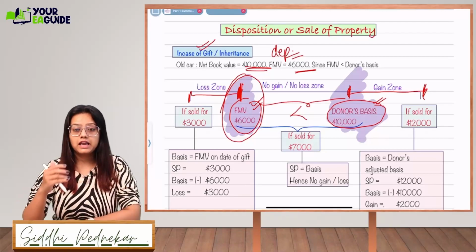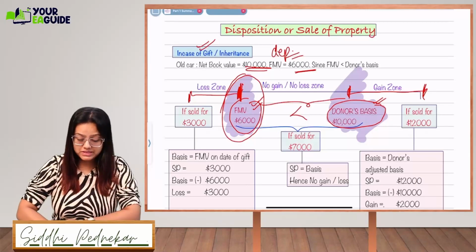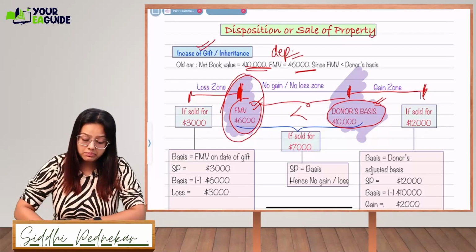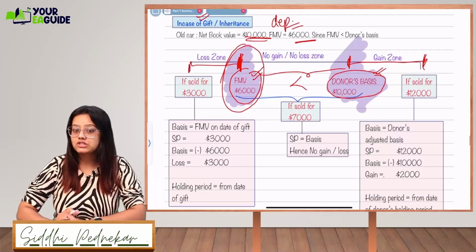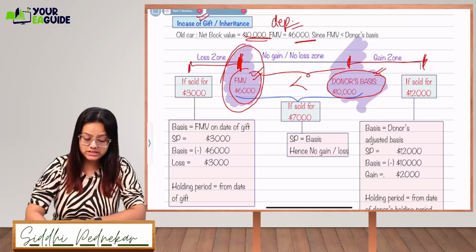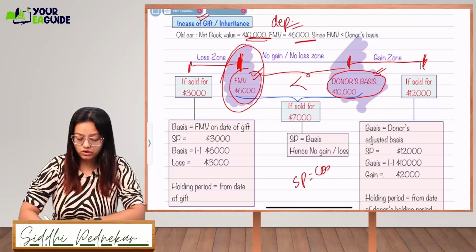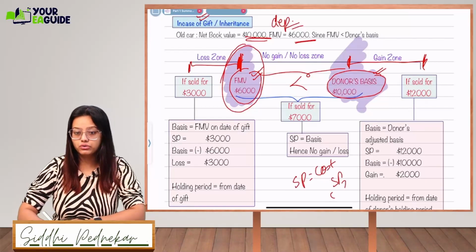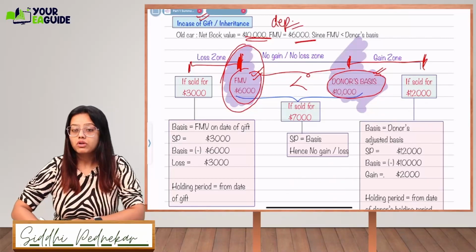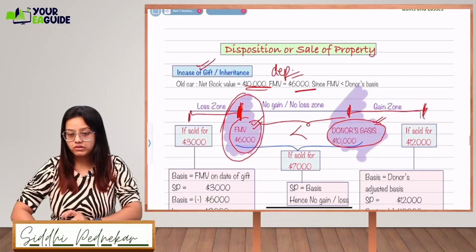But let's say you're selling the property somewhere between 6,000 and 10,000, somewhere between the FMV and the donor's basis. It will be called a no gain no loss situation. There will not be any gain, meaning your selling price equals your cost. When you do selling price minus cost, you get zero gain and zero loss. Got it, guys? This was important, which I wanted to explain.